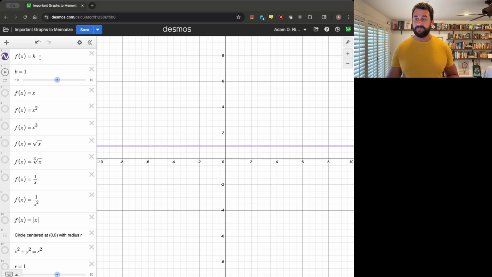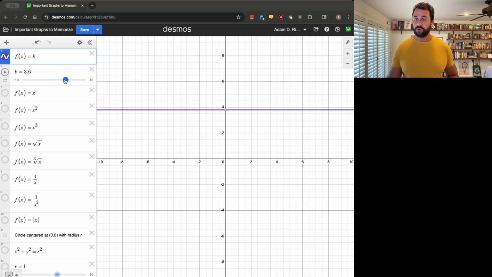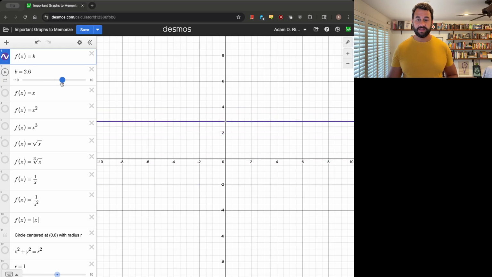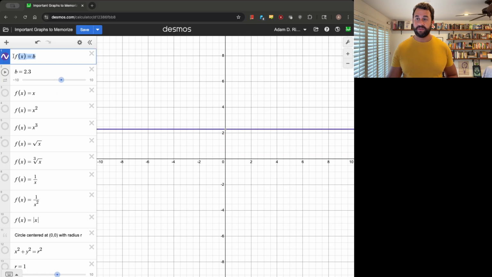First is the graph of a constant function, f of x equals b. This just means the output is a single number, whatever that number b is. So this is what's called a constant function. Constant functions are just horizontal lines that intersect the y-axis at whatever that value of b is. Okay? So make sure you recognize this. f of x equals b means a horizontal line crossing the y-axis at whatever that value is.